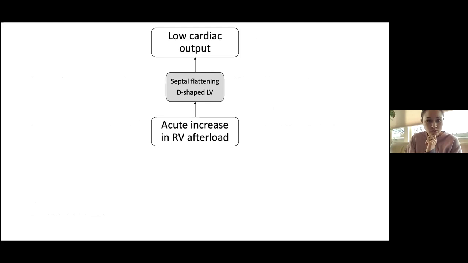So with this gentleman, he has an acute pulmonary embolism, and what we're seeing is an acute increase in the right heart's afterload. When we look at increases in the right heart afterload, especially when they start to persist, we remember from our prior slides that there can be some structural changes in the heart: the septal flattening, the D-shaping of the LV. What that leads to is a low cardiac output and eventually cardiogenic shock, which this patient had.